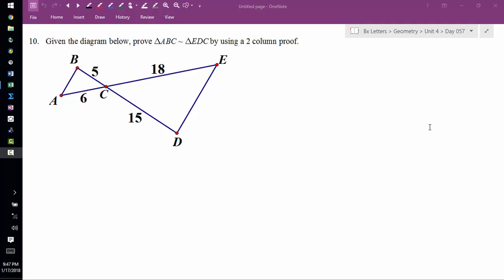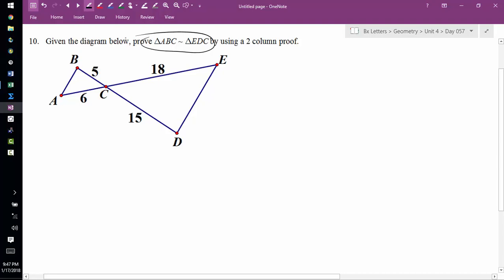Alright, here we go. This is what I've been waiting for. Another proof. So we got our diagram here, and they want me to prove some statement that these triangles are similar using a two-column proof. On the exam, they're not going to say two-column proof. They're just going to say prove it, and it's just understood the way you prove things is with a two-column proof.